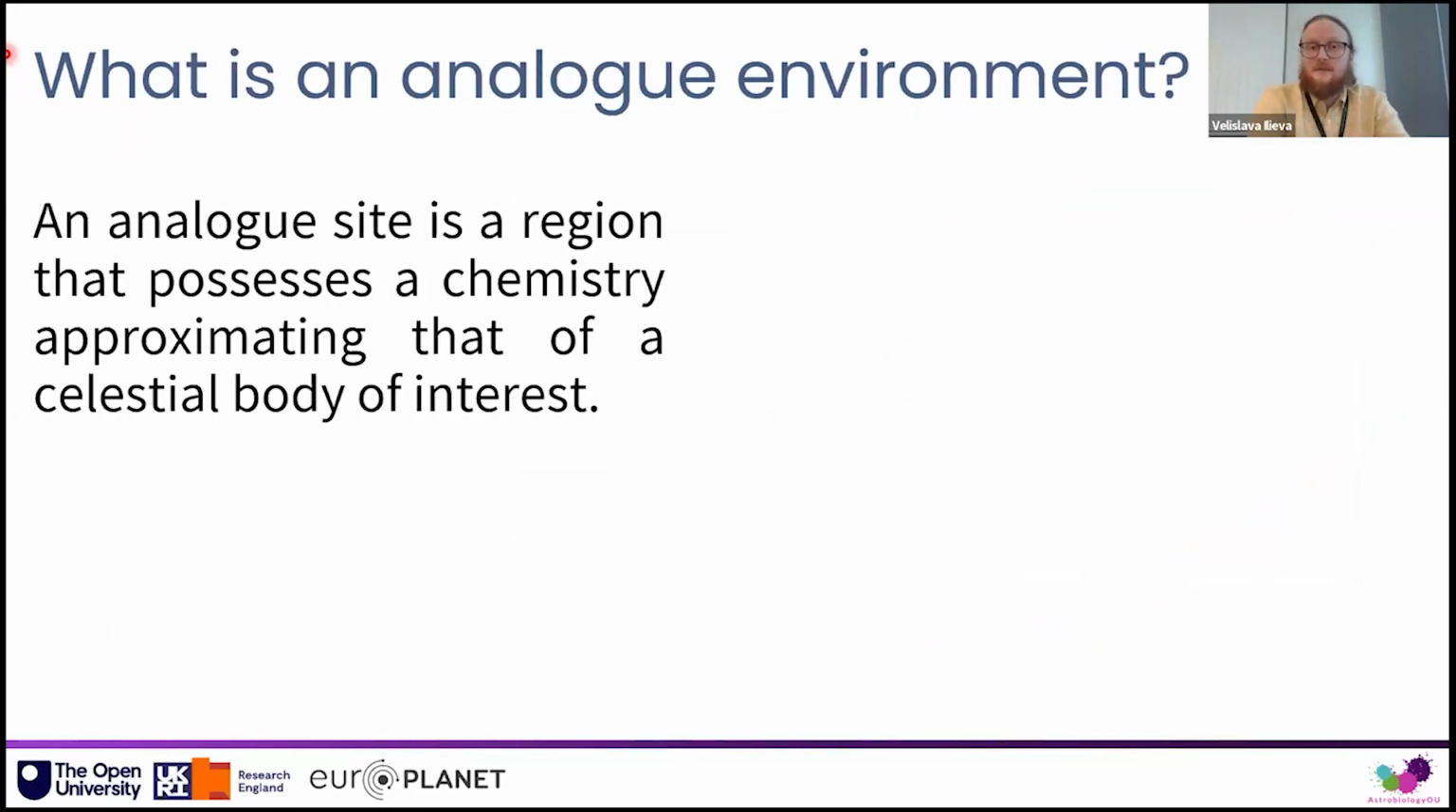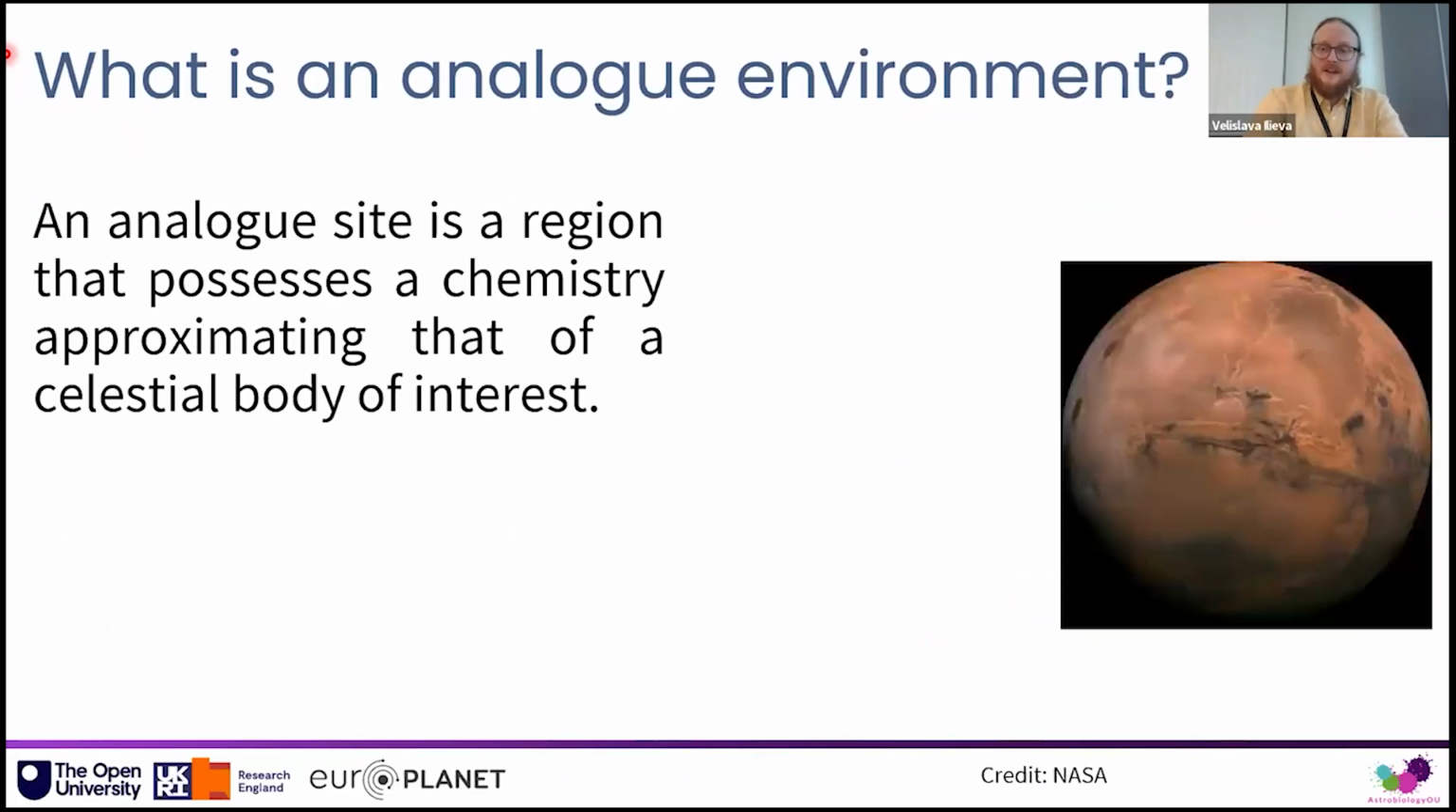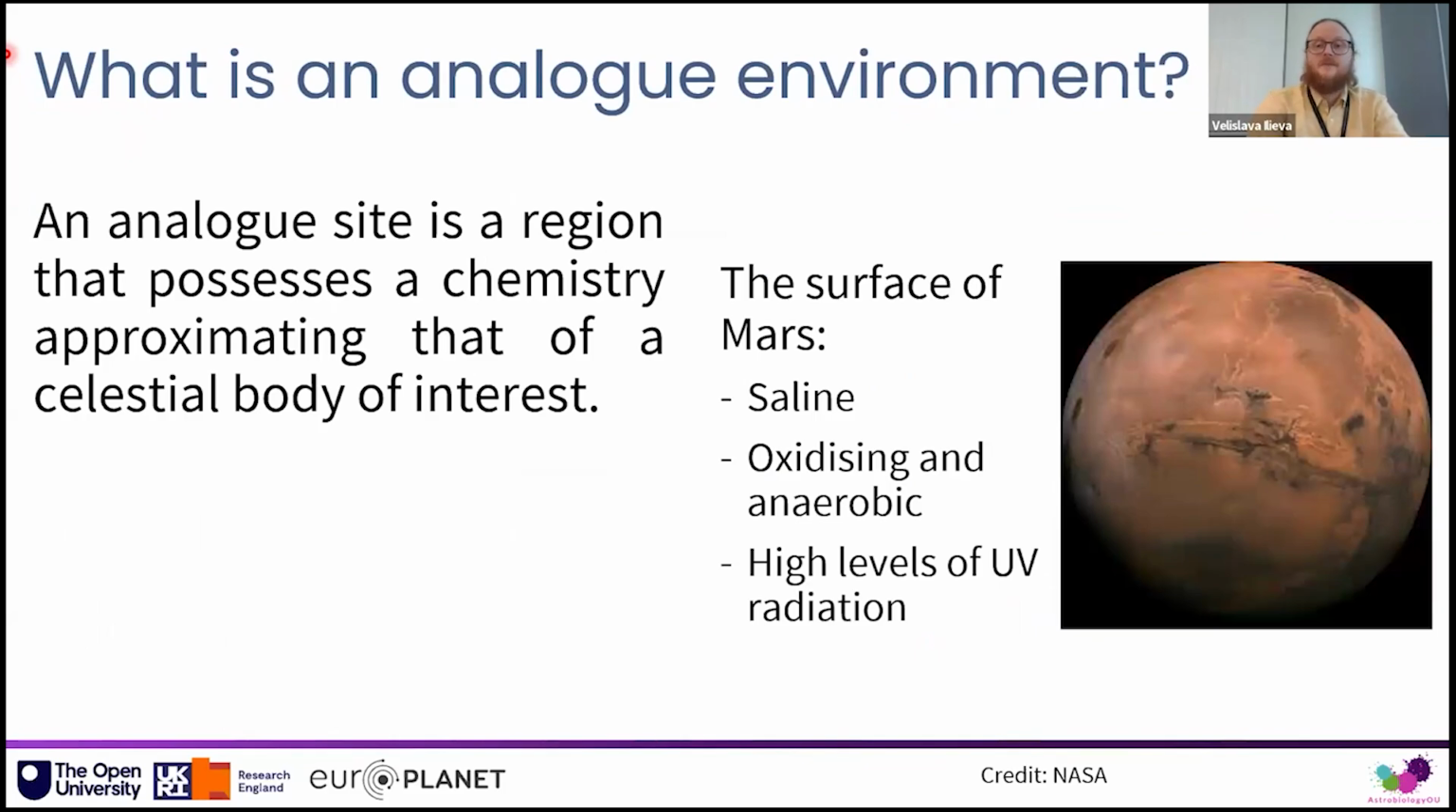So when we're studying hypersaline environments in this perspective, we consider them analog environments. An analog environment is a region that possesses a chemistry approximating that of a celestial body of interest. So if we consider the surface of Mars today, we know that there are pockets of salt. We know that it's an incredibly oxidizing and anaerobic environment, and it's exposed to high levels of both ultraviolet and cosmic radiation. But this, of course, brings up the important point that an analog is an analog for a specific region and at a specific point in the history of that celestial body.